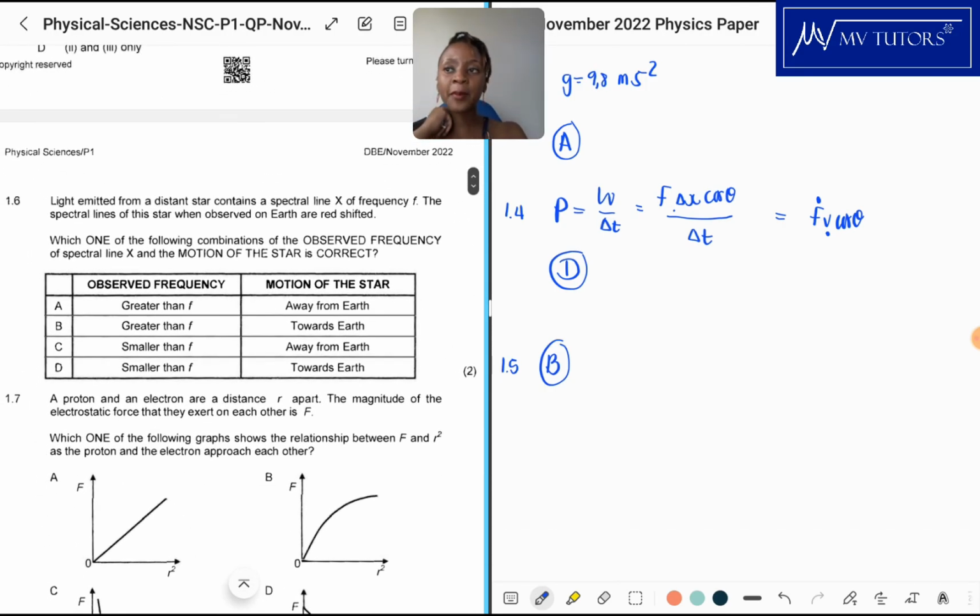1.6. Light emitted from a distant star contains a spectral line X of frequency f. The spectral lines of the star when observed on Earth are red-shifted. Which one of the following combinations of the observed frequency of spectral line X and the motion of the star is correct? So, what are we expecting with the observed frequency?